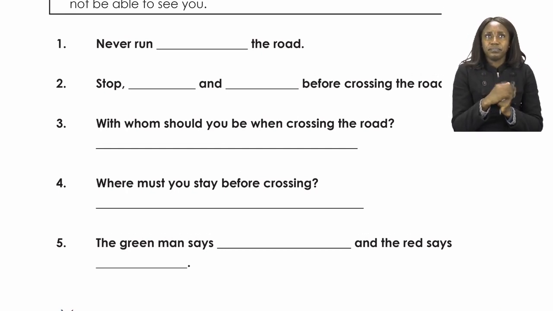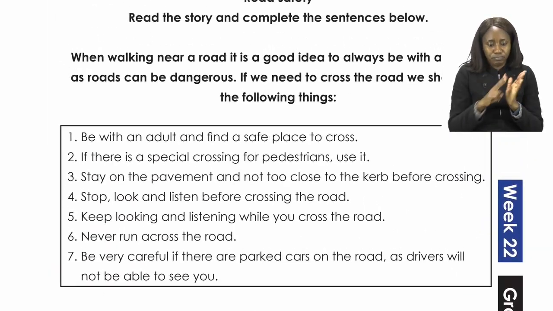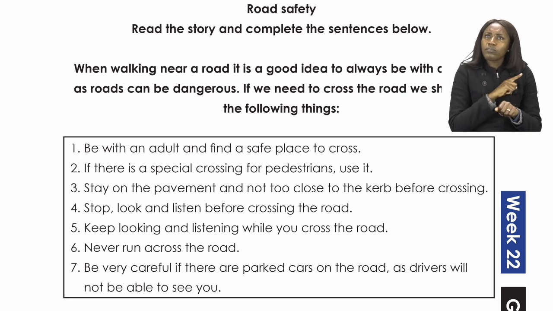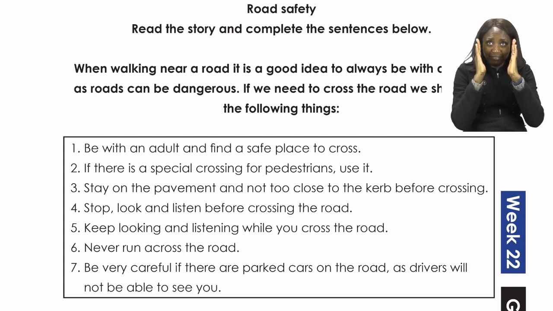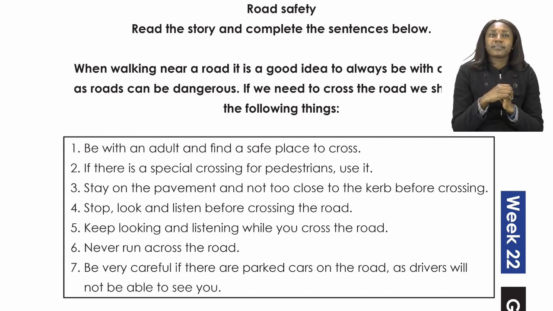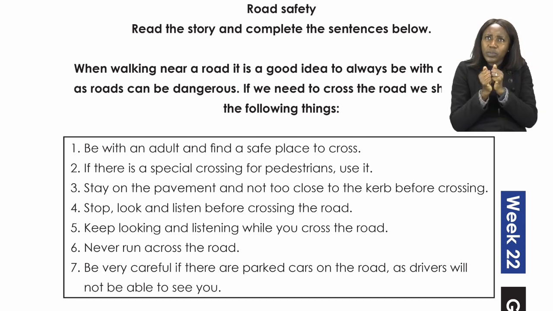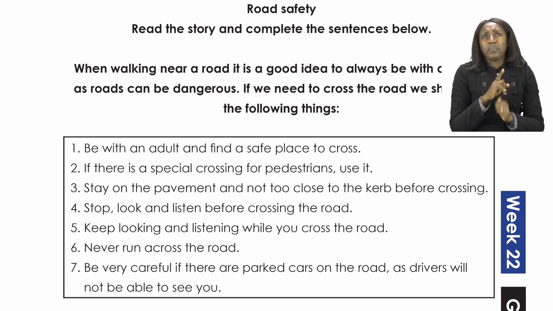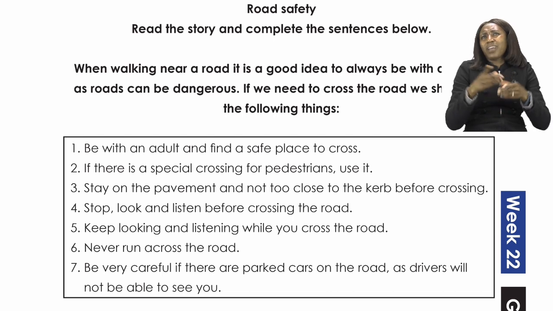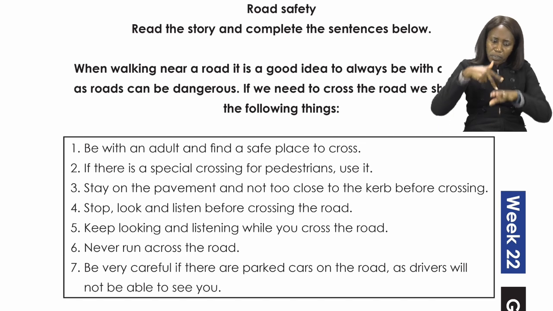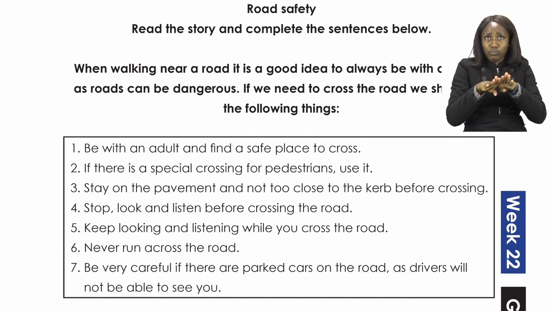Let's now go back into our passage. Remember, we're reading it now for a second time so that we can try and find our answers. So keep your ears and eyes wide open. When walking near a road, it is a good idea to always be with an adult, as roads can be dangerous. If we need to cross the road, we should do the following things.